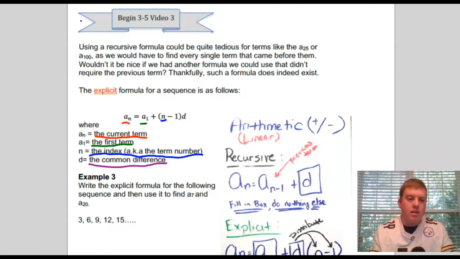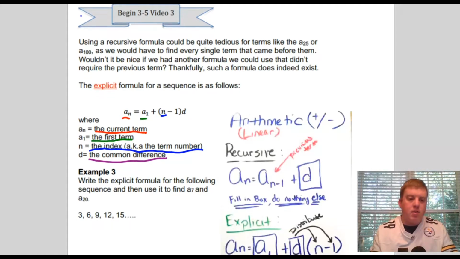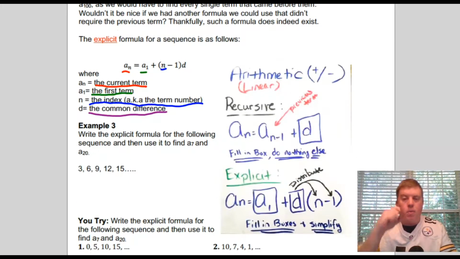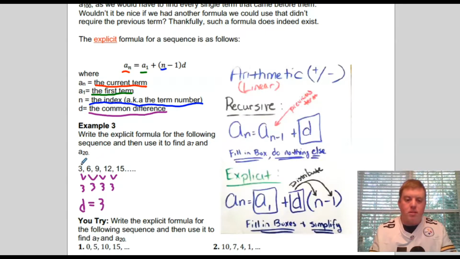So let's take a look at an example. Again, the first thing we're going to want to do is to find out what that common difference is going to be. So I'm going to do 6 minus 3, that gives me 3. 9 minus 6 gives me 3. 12 minus 9 gives me 3. And 15 minus 12 gives me 3. So my common difference is going to be 3. I also am going to need my first term in the sequence, which was this 3. That was the first number that was listed out.